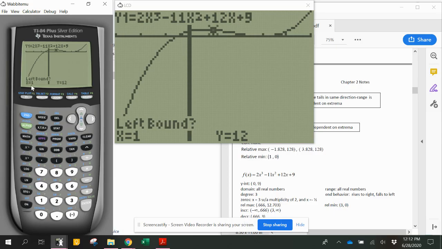So I'm going to scroll, it says left bound. They want you to scroll left of the one you're looking for because there's clearly more than one. So they need to know which one you're looking for. So you scroll to the left. I'm definitely left of that point, and I press enter.